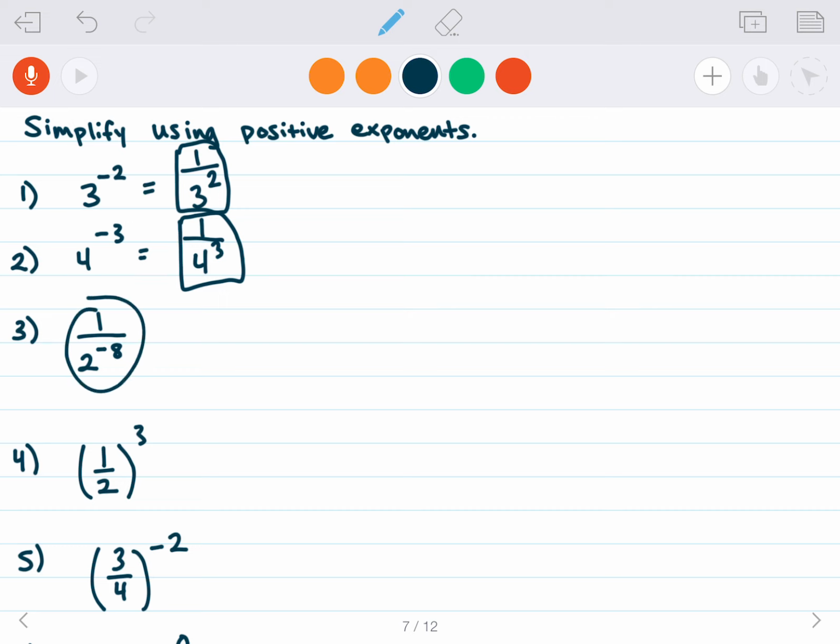Okay, 1 over 2 to the negative 8. To make it positive, this time we can bring it to the top. If it's negative on the bottom, we can bring it to the top to make it positive. If it's negative on top, we can bring it to the bottom and make it positive. So we can bring this to the top to be 2 to the positive 8. So that's our answer there.